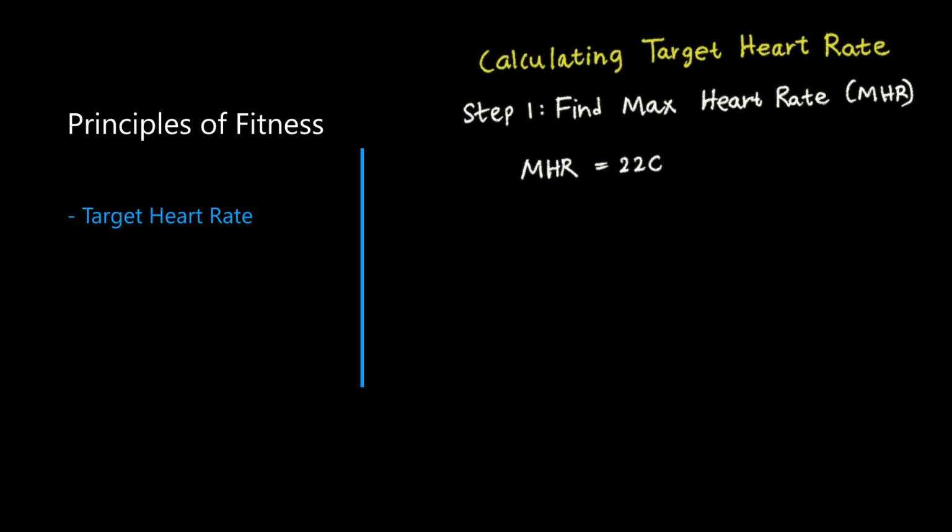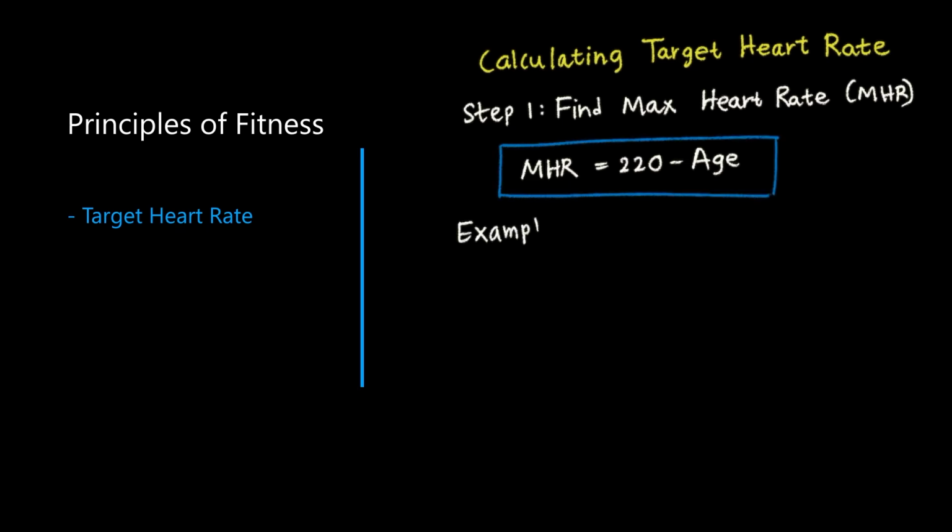Let's use a 30-year-old as an example. Their MHR would be 220 minus 30, which is 190 beats per minute, BPM. This is the absolute fastest their heart should safely beat. Now, a moderate intensity workout is typically defined as 50% to 70% of your MHR.